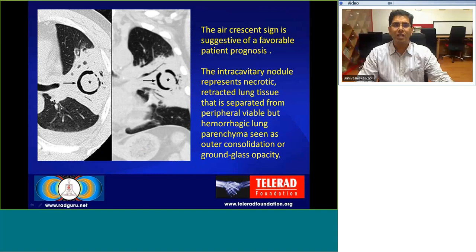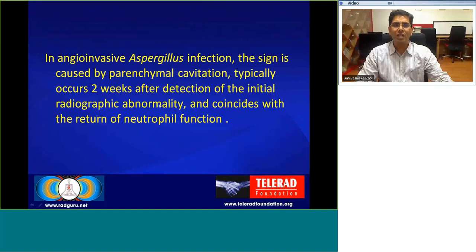Here you can appreciate this on CT images with lung windows. You can see, when there's a consolidation in the lung, an air crescent all around a central infarcted or necrotic, retracted tissue, which is indicated by the star sign. So this is very classical of angioinvasive Aspergillus infection again, right?